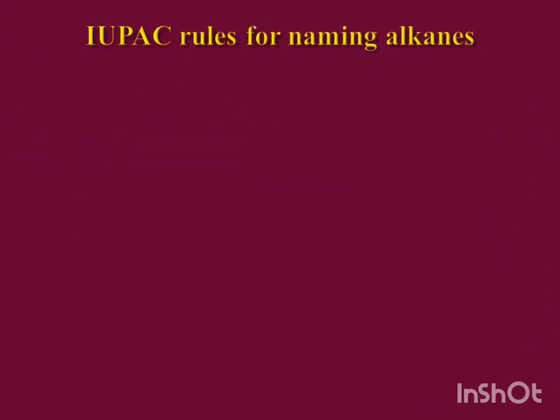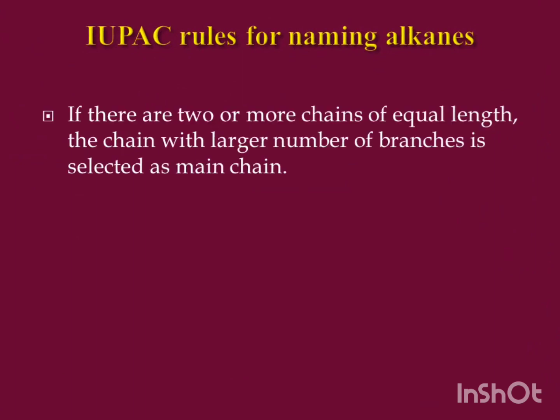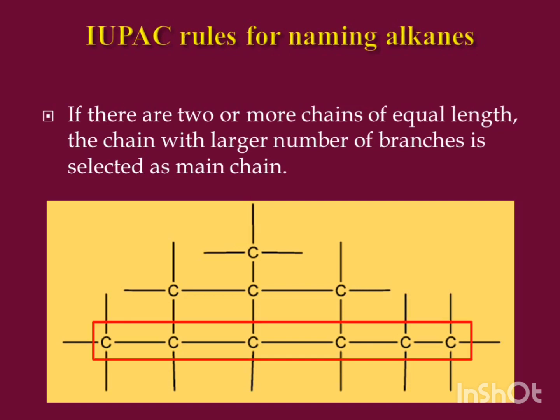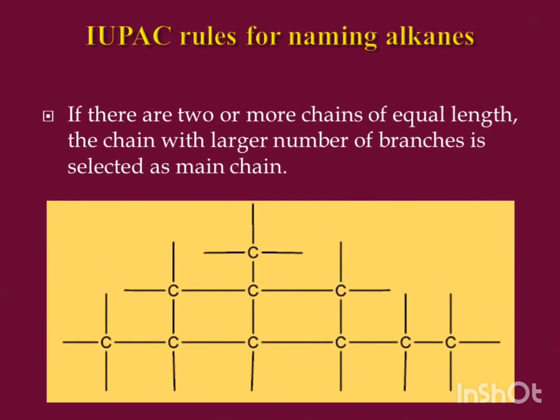Students, the second rule says that if there are 2 or more chains of equal length, the chain with a larger number of branches is selected as the main chain. For example, look at this molecule. It is a highly branched molecule, so you may get more than one long chain. If we start numbering from this side, you will get a chain of 6 carbon atoms. But if you view this molecule from another side, you will again get a 6-member chain over here.